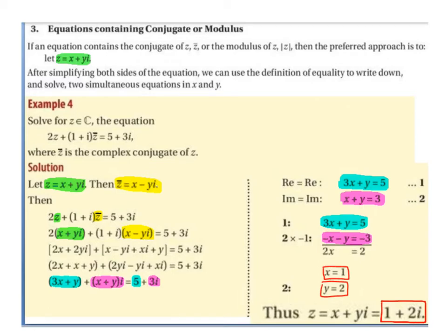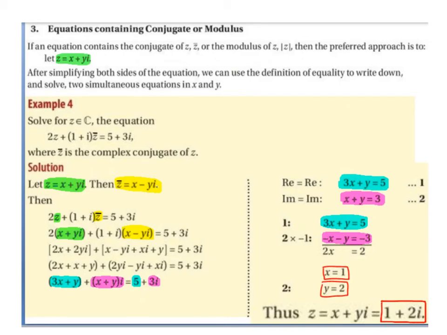Next we're going to multiply out the brackets. 2 times x is 2x, 2 times yi is 2yi. And then multiplying out the brackets here, 1 plus i multiplied by x minus yi will give us x minus yi plus xi plus y. And that's all equal to 5 plus 3i. Next we're going to put the real parts together and the imaginary parts together. So the real parts, basically anything without an i, is 2x plus x plus y with brackets around it, plus the imaginary parts, 2yi minus yi plus xi, and that again is equal to 5 plus 3i.